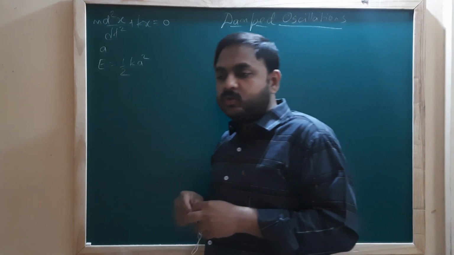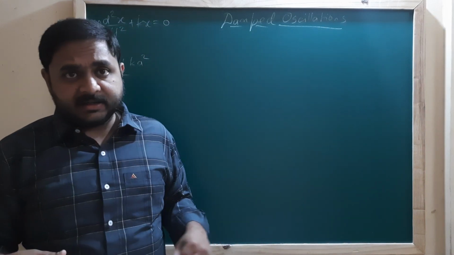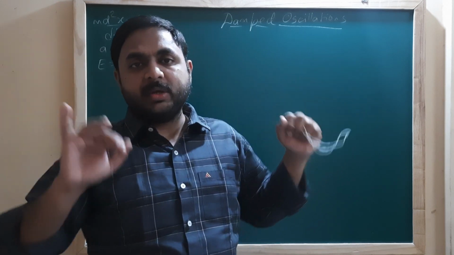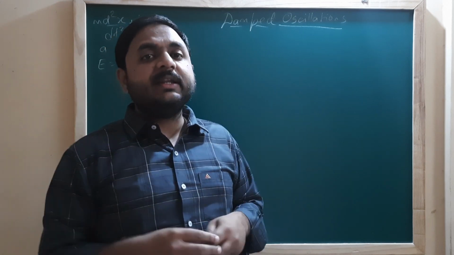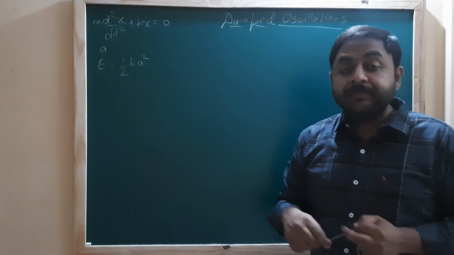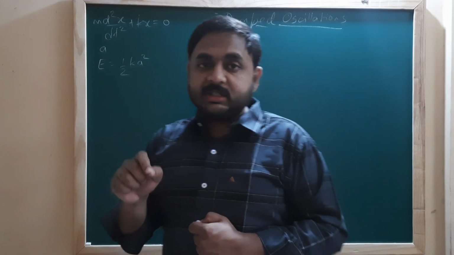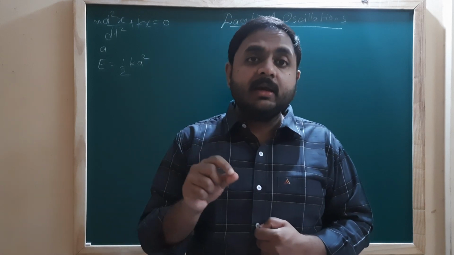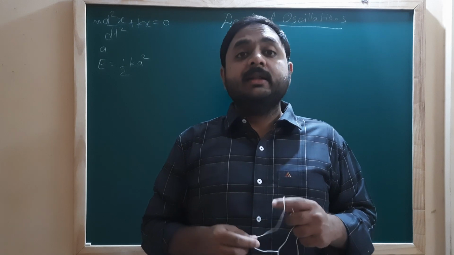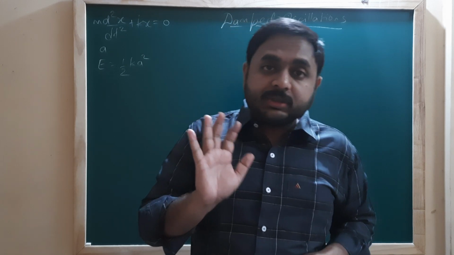Now, things can lose energy in two ways. One is it can radiate energy, just like the sun. The sun has a lot of energy, but it is throwing out energy constantly in the form of electromagnetic radiation. Here, there is no radiation of energy. So the answer must be that the energy is spent in overcoming some opposition to the motion. That means there is going to be something that will oppose the motion.